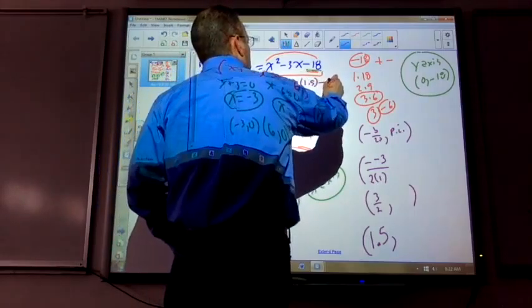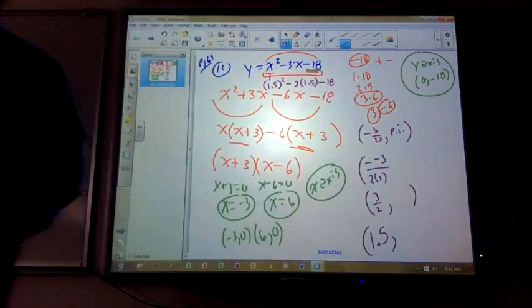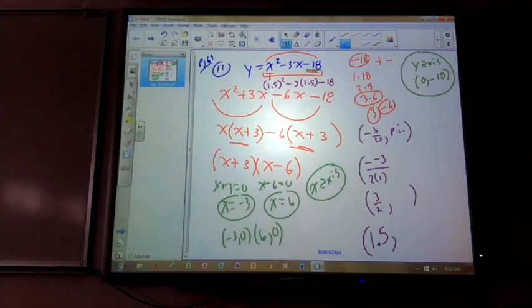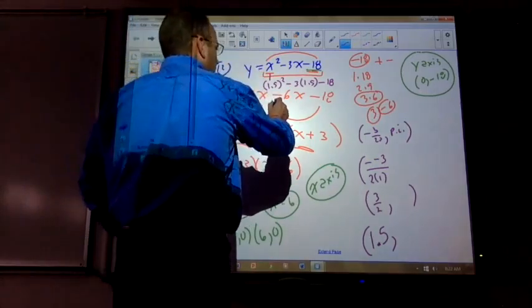minus 18. So, let's see, 15 times 15 is 225. That means that 1.5 times 1.5, I'd have to move the decimal twice, so it would be 2.25. Does that make sense how I just did that? So 15 times 15 is 225. If it's 1.5 and 1.5, I multiply those together, I get 2.25. So let's squeeze this in here.